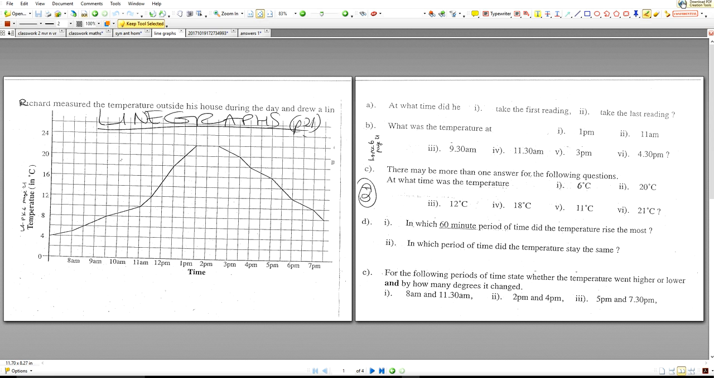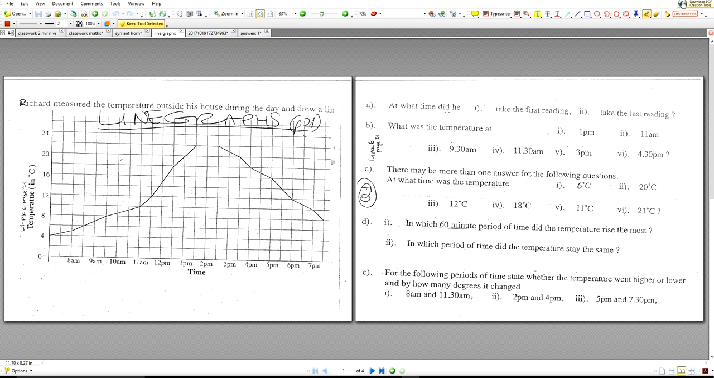Okay, Richard measured the temperature outside his house during the day and drew a line graph. It's been cut off a bit. There's line graphs drawn here. This is page 21. These are the questions on the right hand side over here. So we're going to be answering some questions and interpreting this graph.